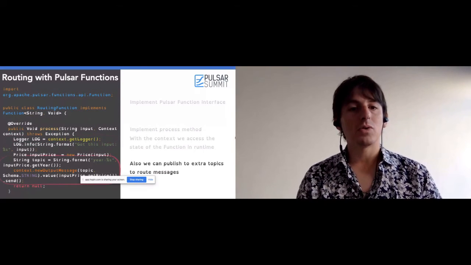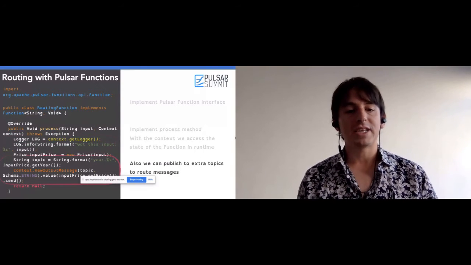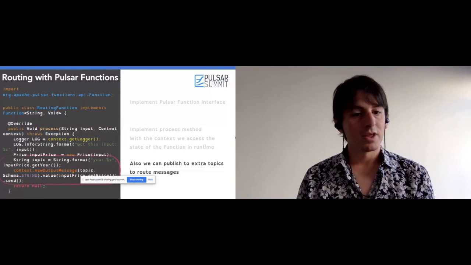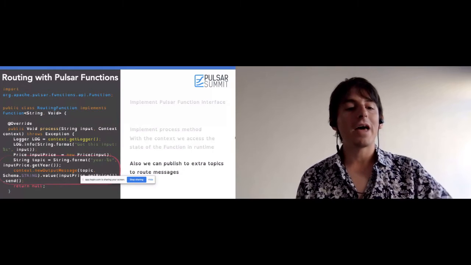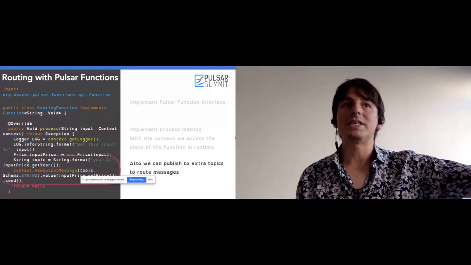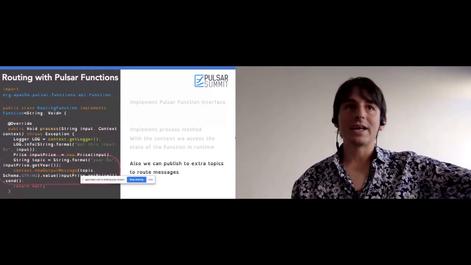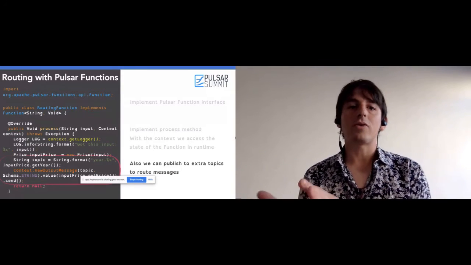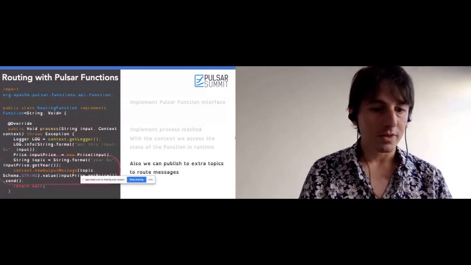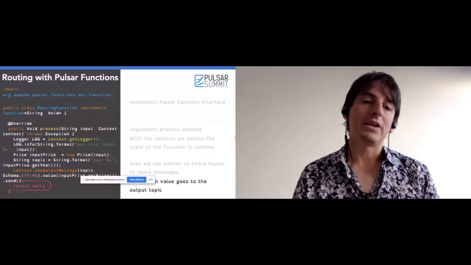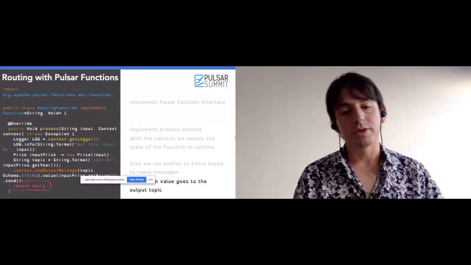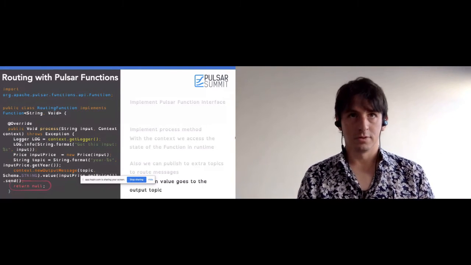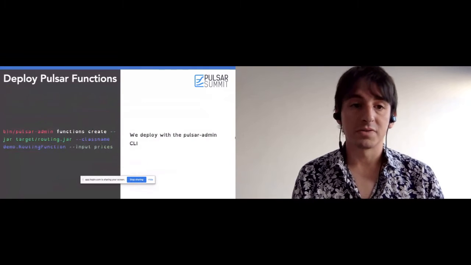And here, for example, what we are doing is fetching an input. We are getting the price from that input, and then we are sending it to another output topic, which is different from the one defined in the deployment output topic. So we can publish to extra topics, doing a routing example. The return value of the function is the one that will go to the output topic. In this case, I didn't care, but we could do anything we want.